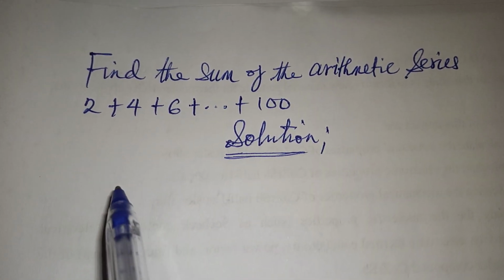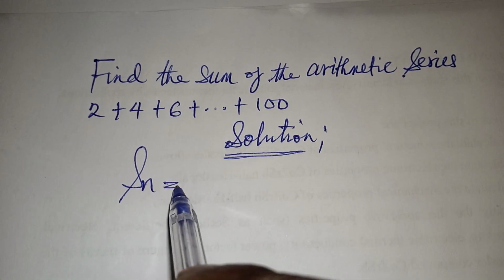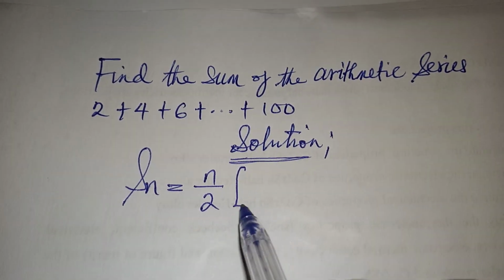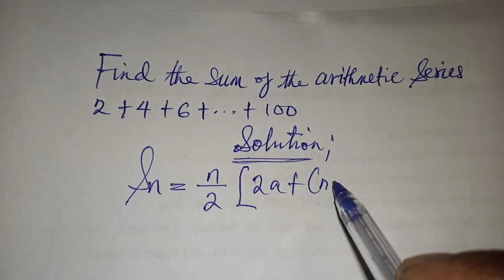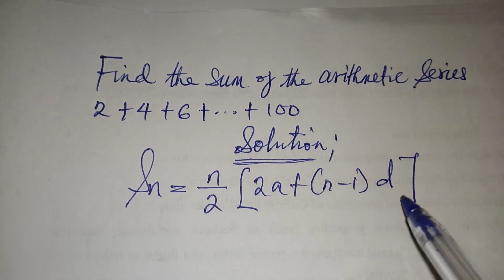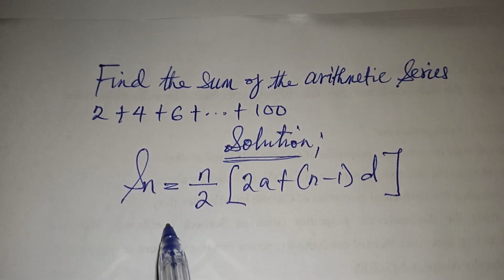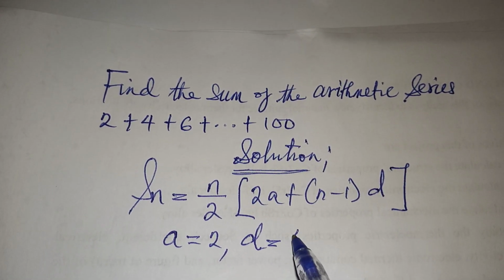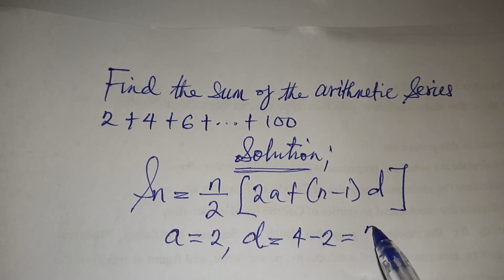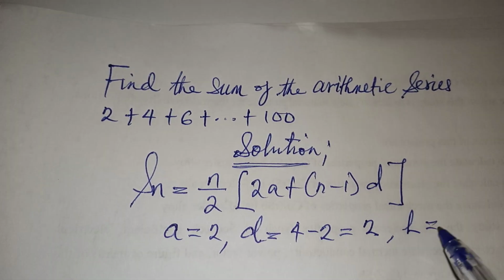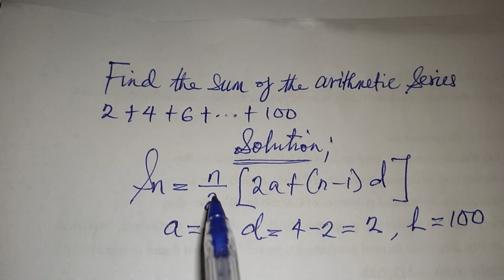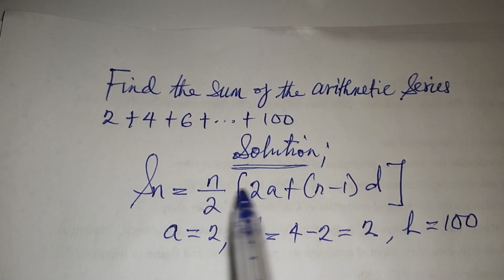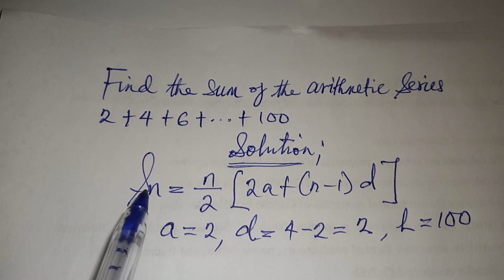If I quote the formula for the sum of an AP and decide to substitute everything in, my first term is 2, my common difference d is 4 minus 2, which is 2, and the last term is 100. So how do we get this n? Because you can't get the number of terms at this point by applying the formula directly.